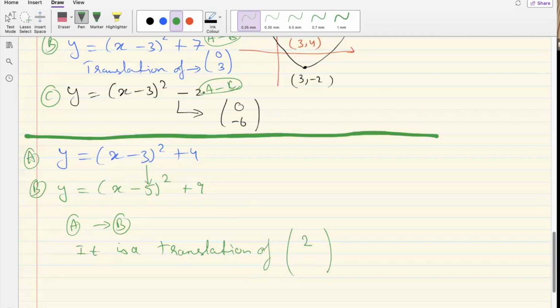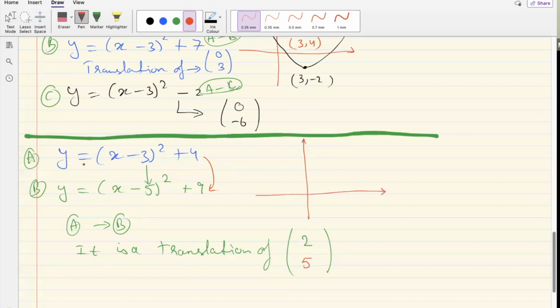It is 2 units. And what happens when it moves from 4 to 9? It's 5 units up. So it is a translation of (2, 5). So you don't have to sketch the graph always. Sketching is just for understanding. It is not the requirement of the question.